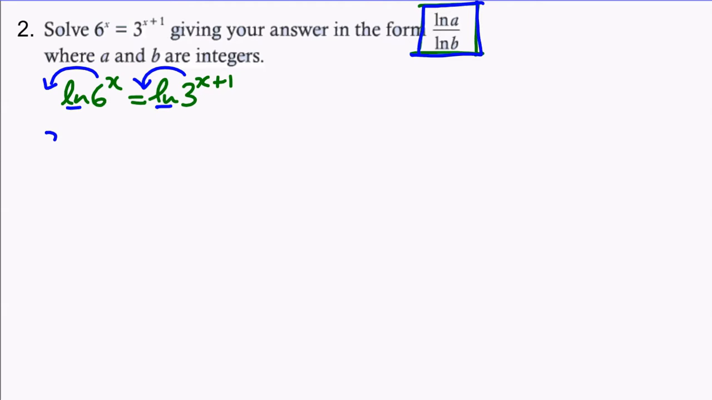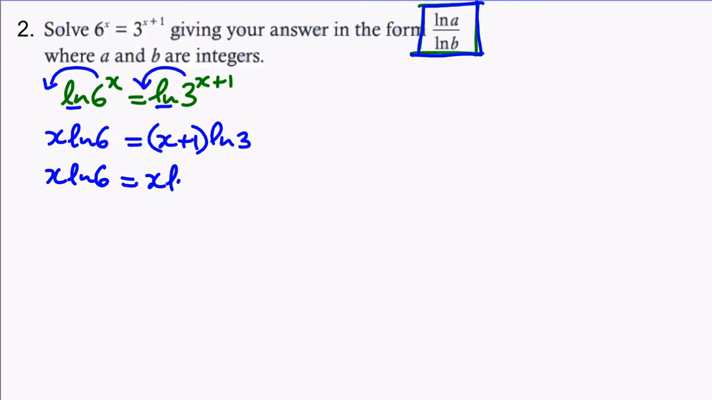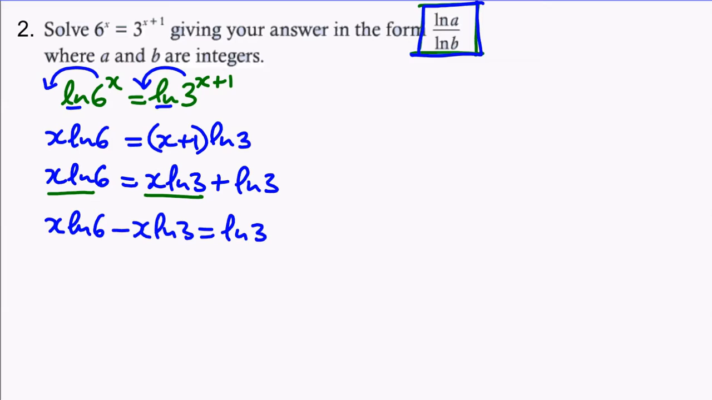Bring x to the left, so I'll have x ln 6 is equal to x plus 1 ln 3. From the laws of logarithms again, let's expand this, remove those brackets. So x ln 6 will be x ln 3 plus ln 3. We are solving for x, so bring all the x's on the left hand side. So I'll end up with x ln 6 minus x ln 3 is equal to ln 3.